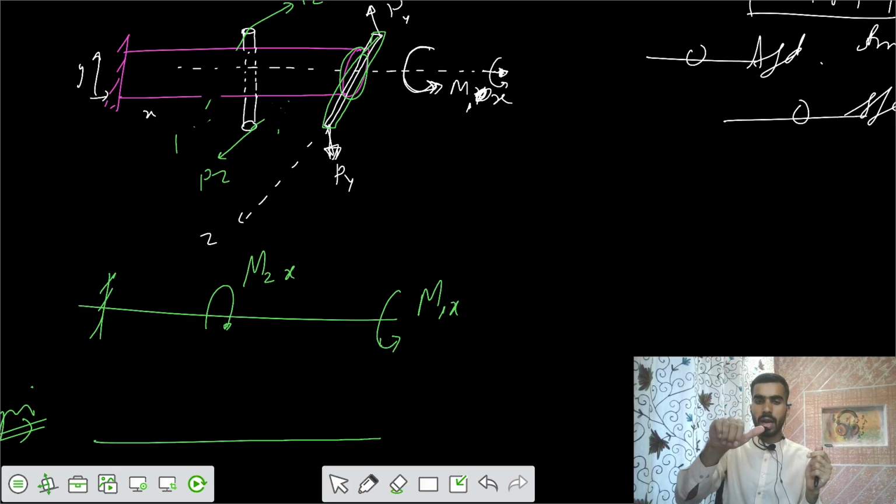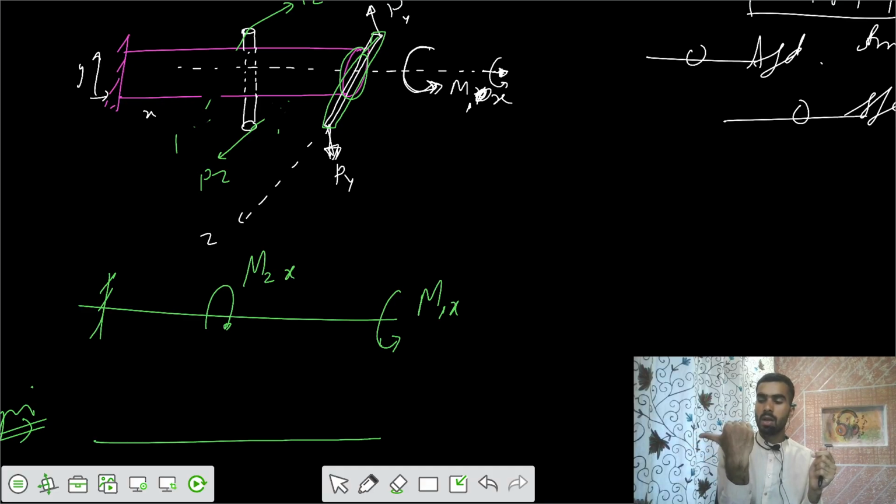How can you rotate your right hand to show anti-clockwise rotation? This is your clockwise rotation, and this one is your anti-clockwise rotation. That means your thumb points away from that section. When you rotate your right hand anti-clockwise, your thumb points away from that section.